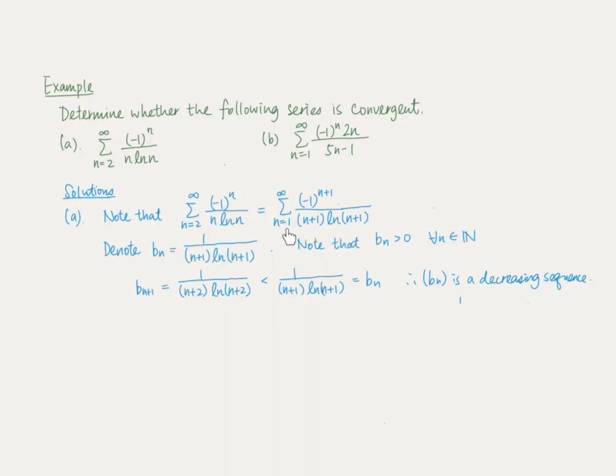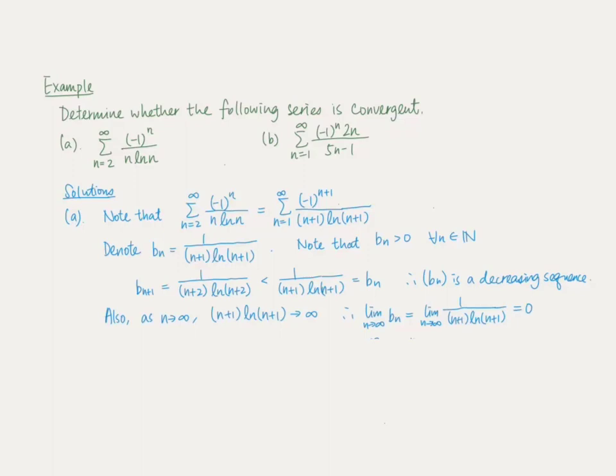And we notice that this is an alternating series. It is a series where the general term is of the form (-1)^(n+1) times bn, where bn is equal to 1 over (n+1) times ln(n+1). Here we notice that bn is always positive and the sequence bn is decreasing because bn+1 is less than bn for all n.